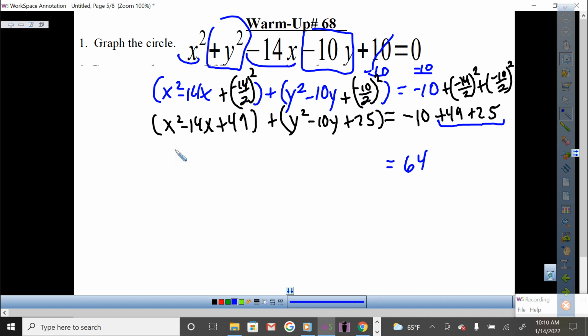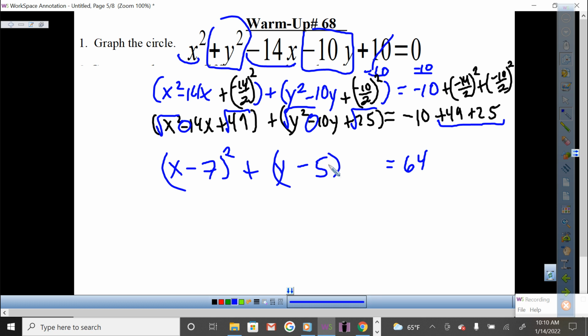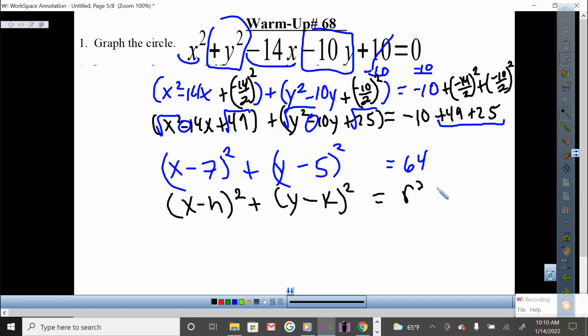And let's factor these, might as well. How do we factor this one? Square root of the first, square root of the last, sign of the middle, squared. Square root of the first, square root of the last, sign of the middle, squared. That's your standard form equation of a circle. In case you forgot, it looks like this: x minus h squared plus y minus k squared equals r squared. Does that look familiar? Kind of, sort of? So with that, we know how to get the center of the circle so that we can graph it.